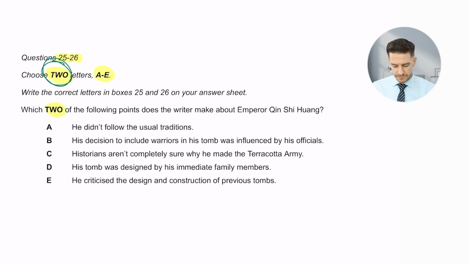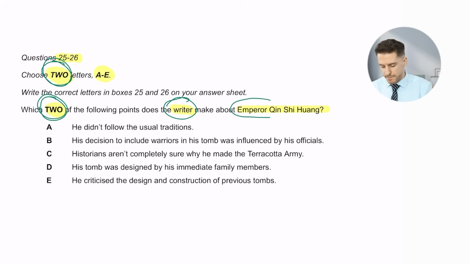Which two of the following points does the writer make about Emperor Qin Shi Huang? Okay, three important things. Two, okay, you've got to choose two points. Writer, okay, it's about the points that the writer makes. And it's about the emperor, okay, Emperor Qin Shi Huang. Now, if I remember correctly, the paragraph about the emperor was paragraph B, so we can start off by looking there.